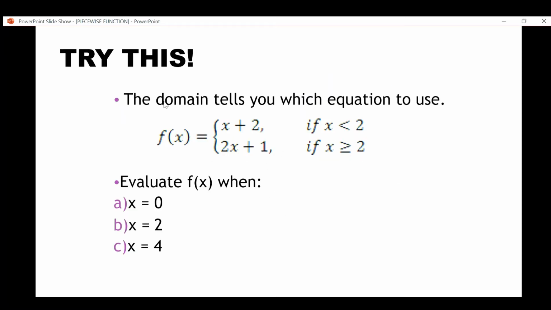So, try niyo nga 'to, class. The domain tells you which equation to use. So, first, if x is less than 2, the function is x plus 2. And if x is greater than or equal to 2, the function is 2x plus 1. So, evaluate f of x when a, x equals 0, b, x equals 2, and c, x equals 4. Okay, in 10 seconds.